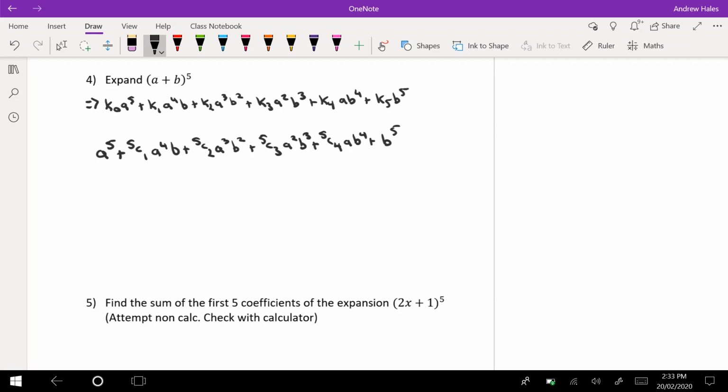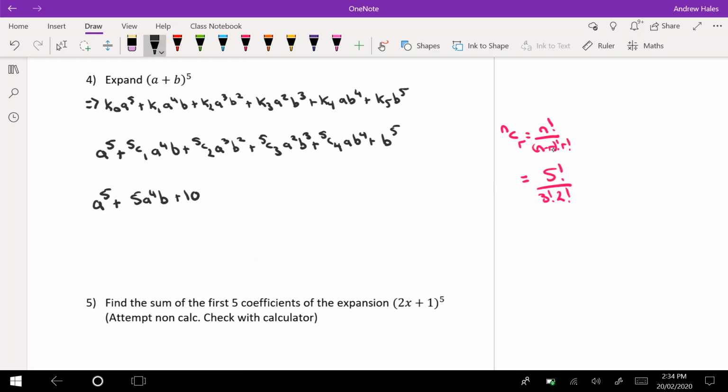Now we have to figure out what each of these are, and it's actually quite easy to do without a calculator when you think of the formula. So a to the 5, that's easy enough. 5C1, well, anything choose 1 is just itself. So that's going to be 5. So we've got 5A4B. Remember, for our combinations, nCr equals n factorial over n take r factorial. So for this one specific example, 5C2, that's 5 factorial over 3 factorial, 2 factorial. So it's going to be 5 times 4 divided by 2. That's going to be 10.